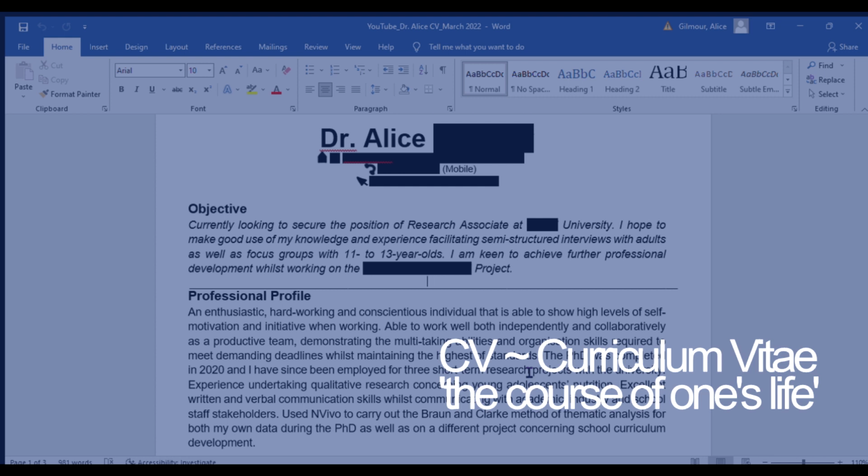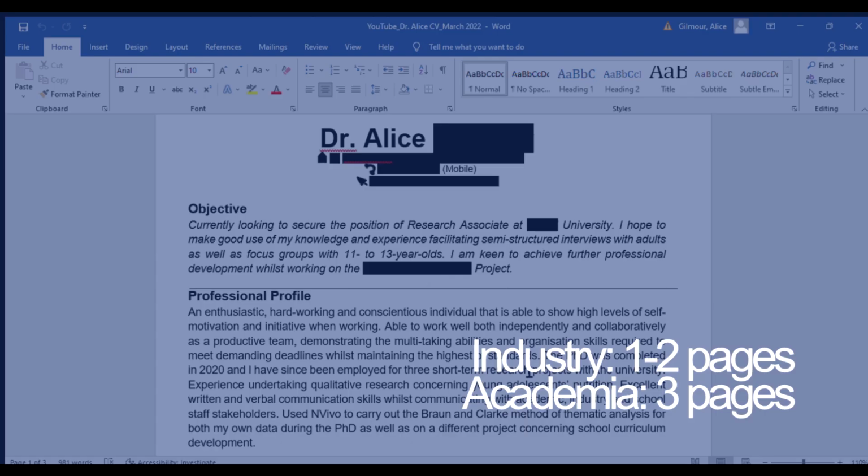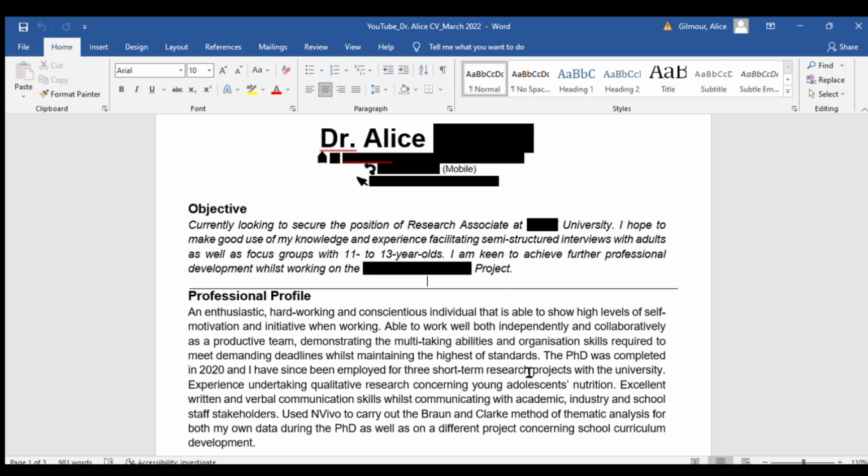You don't want to list every single thing you've done in your life, but in general a CV for a job in industry might be 1 to 2 pages. However, in academia, a lot of people would go up to 3 pages. However, I have heard of people doing up to 20 pages, more than 20 pages, just because they've wanted to list all their publications. This CV here is 3 pages.